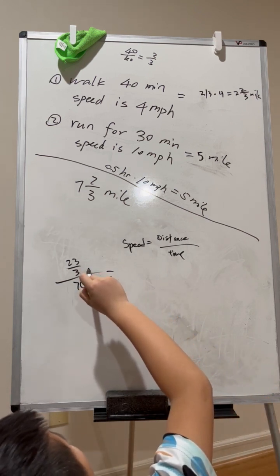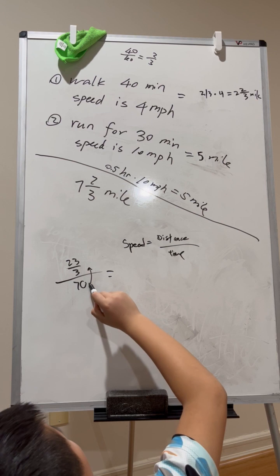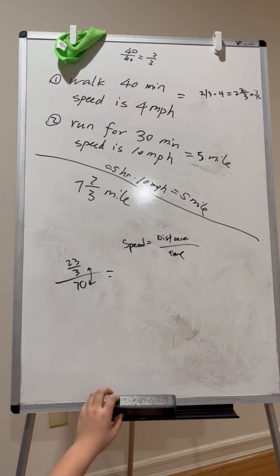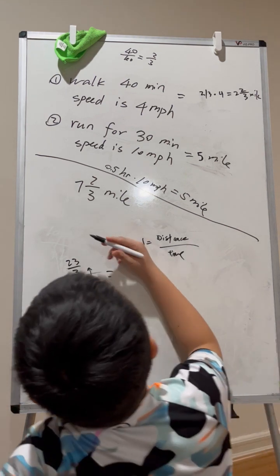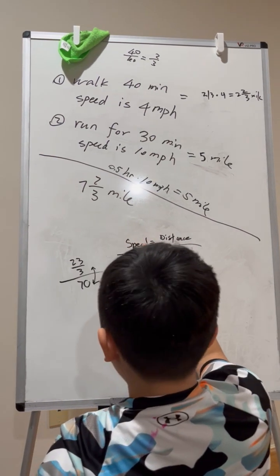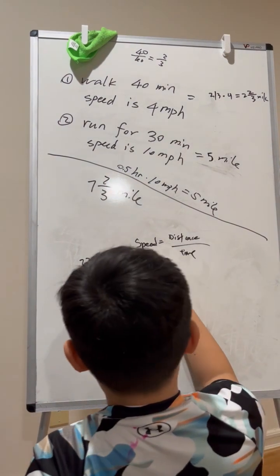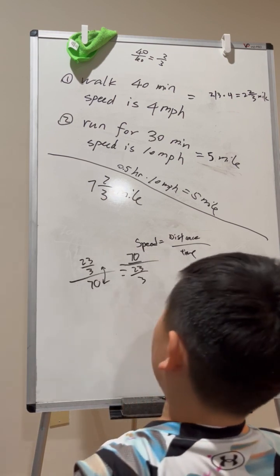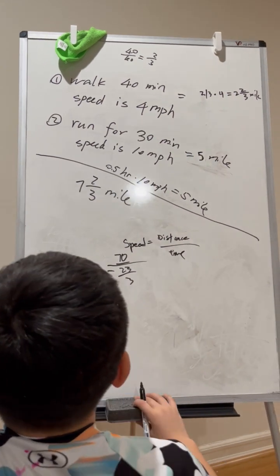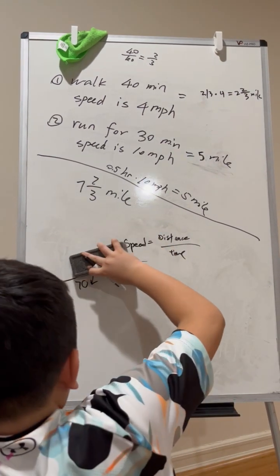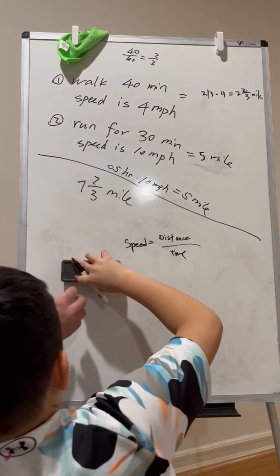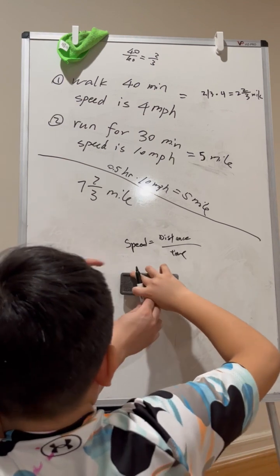What does that mean? Switch. Switch what? Can you write it down? So it's equal to 70 over 23 over 3. No, you cannot randomly switch the numbers. Okay, you forget about it.